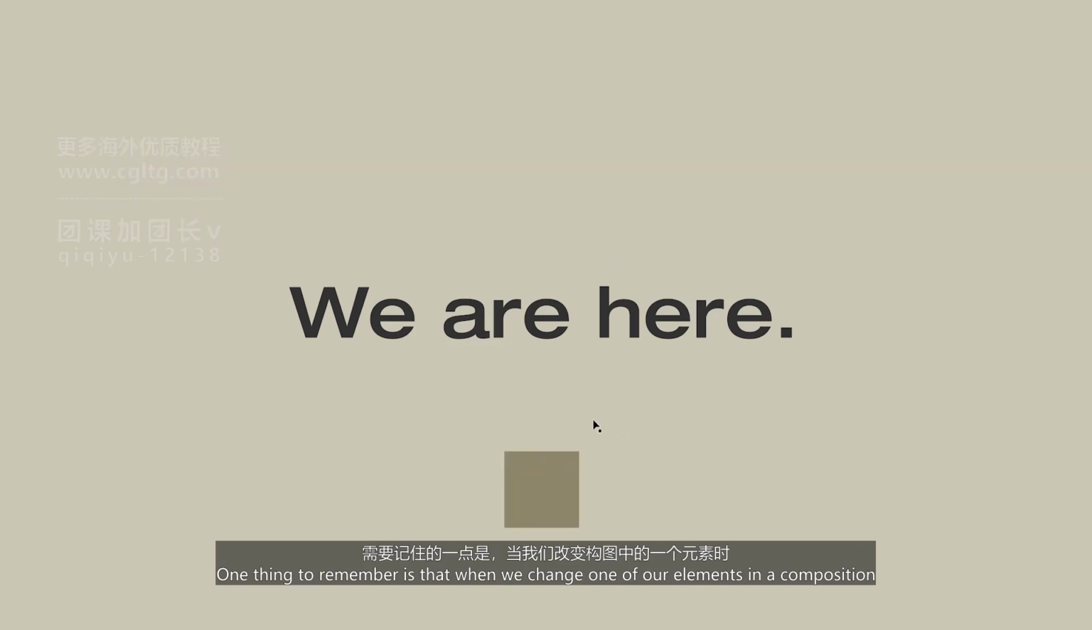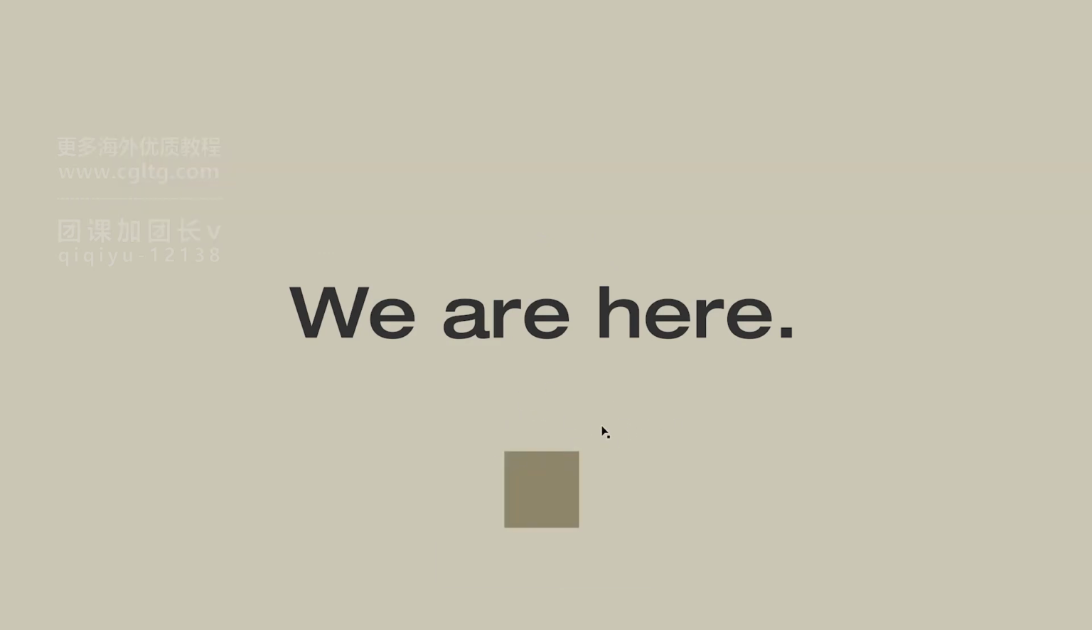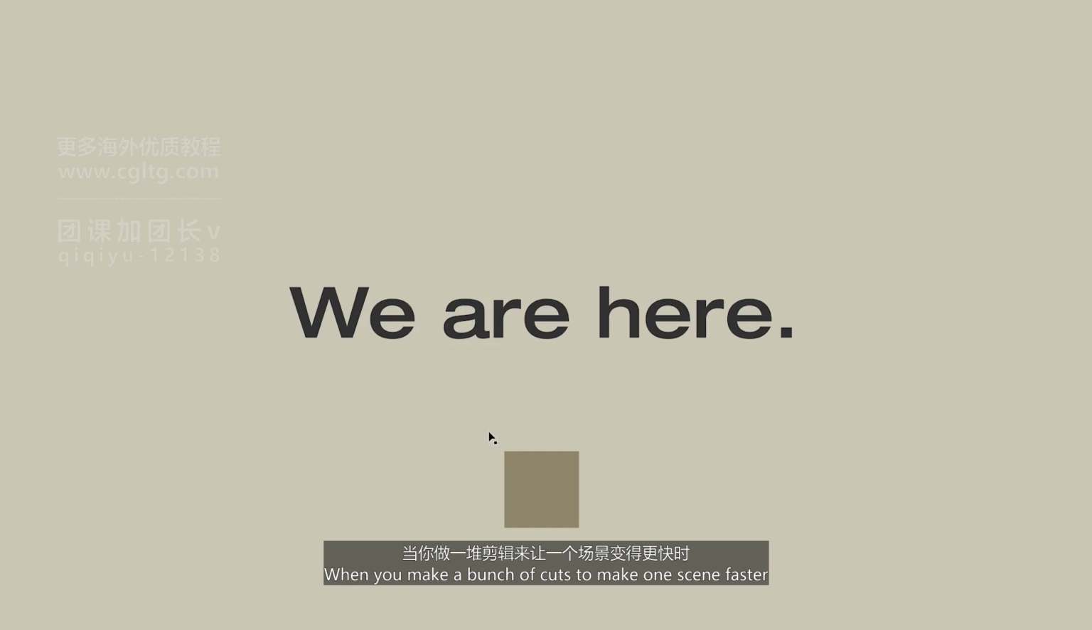One thing to remember is that when we change one of our elements in a composition, we are changing all of them. For example, video editing, maybe in a movie. When you make a bunch of cuts to make one scene faster, without adding anything, you are making the next scene feel slower because it is being watched directly after something much faster. That context changes it. Changing one thing changes everything.